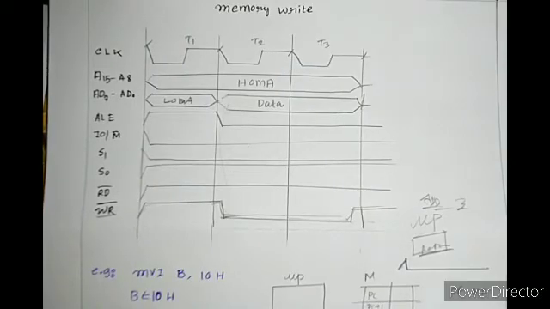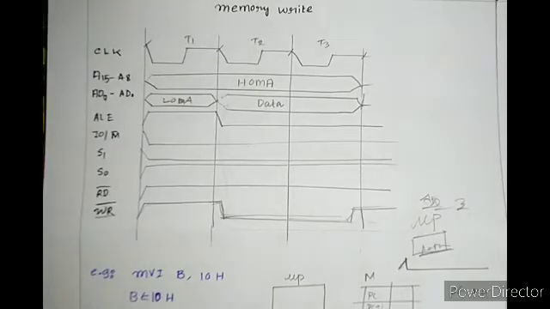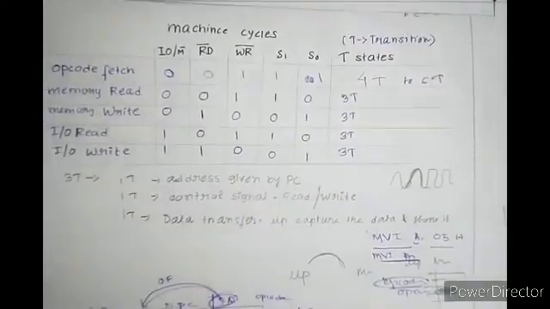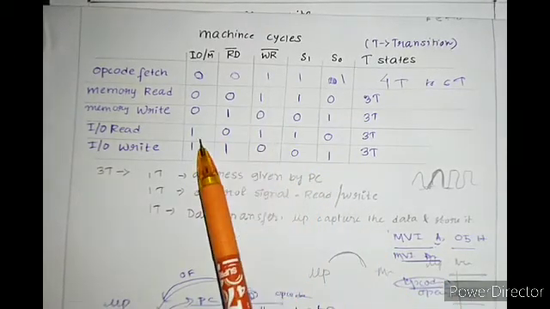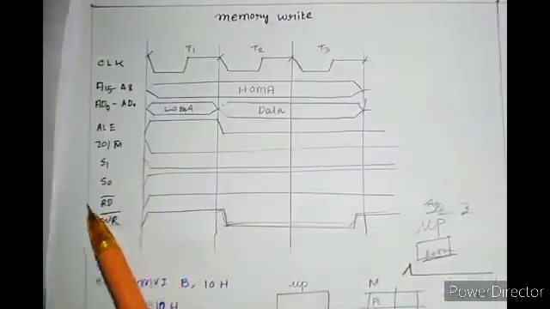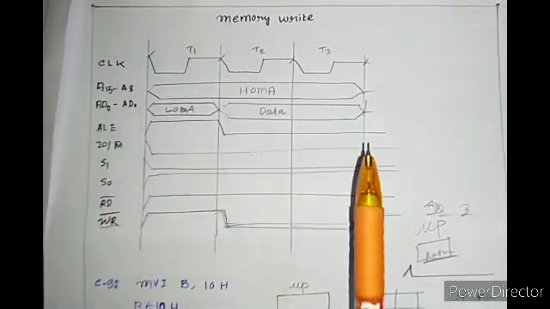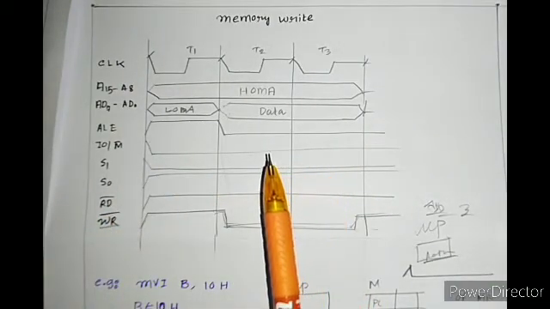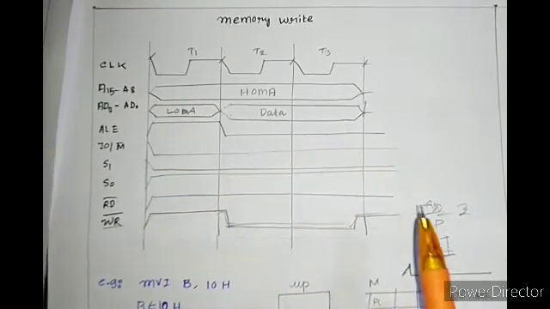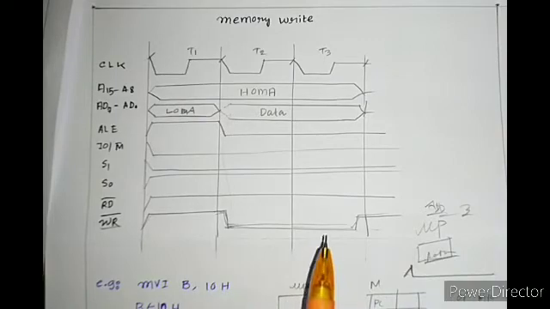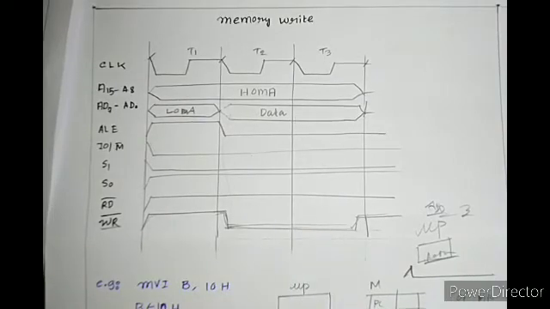So this is opcode fetch, memory read and memory write. I'm not drawing IO read and IO write also, because obviously the only difference is in this part, right? Even a child can do this. When it's IO, it means IO will go high, and whatever happens, read or write, I'm sure that by now you can draw these diagrams. This is as easy as that.